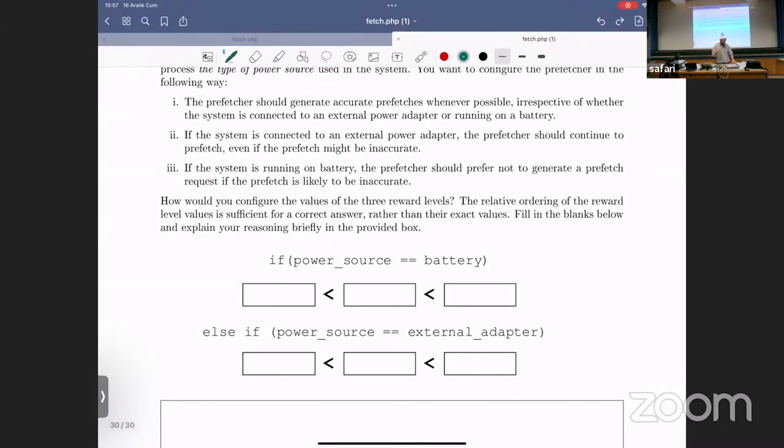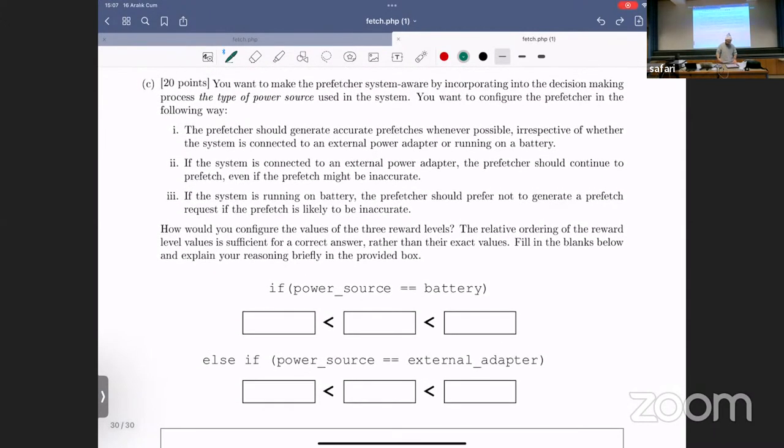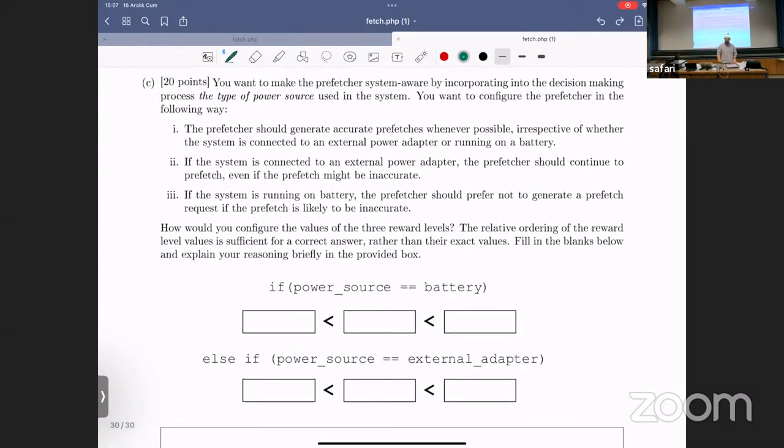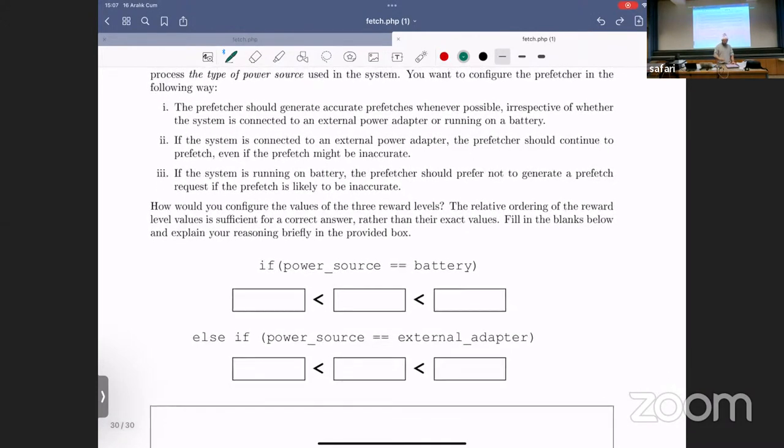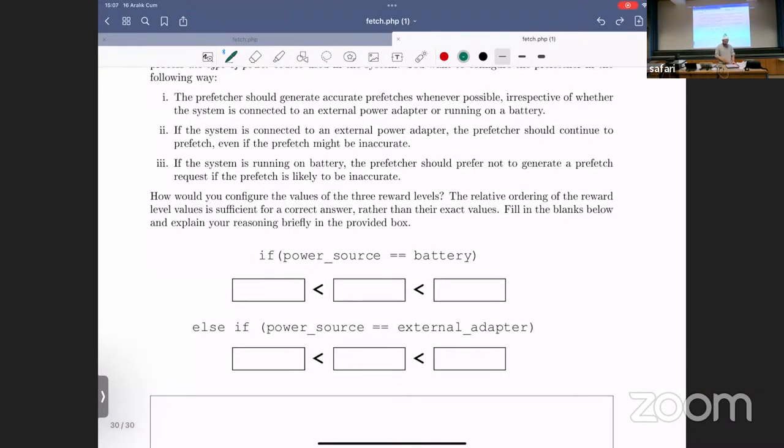So if the system is connected to an external power adapter, the prefetcher should continue to prefetch even if the prefetch might be inaccurate. So if this is the case, which one should it be in the second branch here, in the L sieve where we have the external adapter? Which one should be higher, the no prefetch or the inaccurate prefetches? Correct. Why? Because even though we might be inaccurate, we will prefetch aggressively because we do not care about not prefetching. We want to prefetch as aggressively as possible.